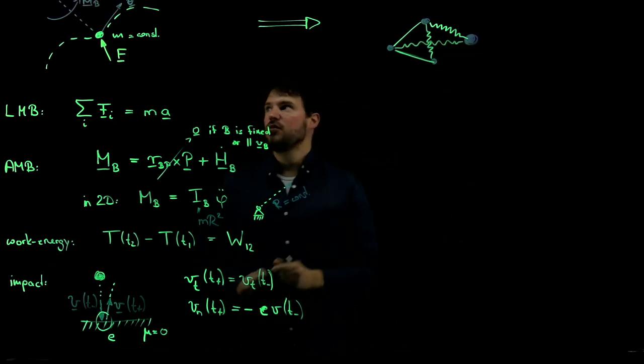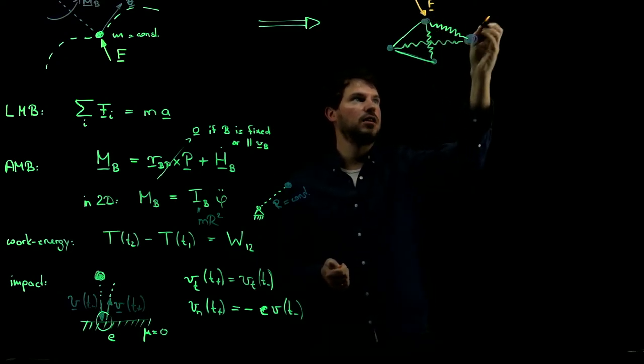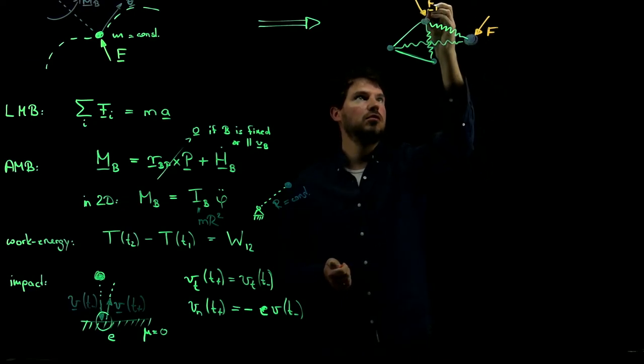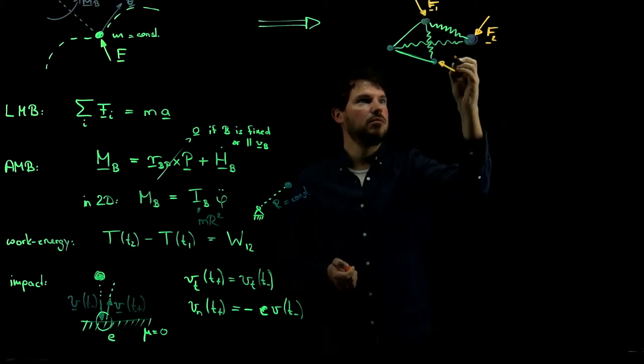And in these cases, of course, there are also forces acting on the system, right? So here can be a force, there can be another force. Let's call this F1, F2. And all these forces are acting on the system, F3.